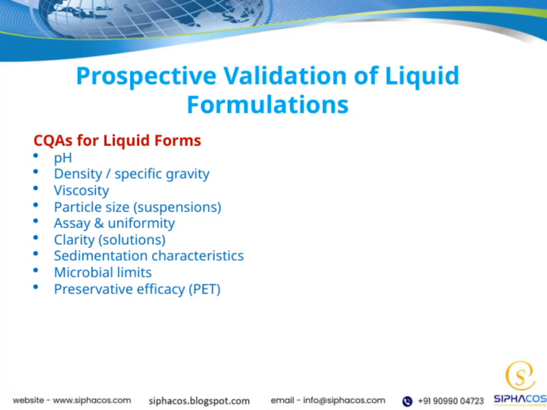Let's take a closer look at the critical quality attributes, or CQAs, for liquid forms. First, pH is crucial because it can affect the stability and solubility of the formulation, as well as its compatibility with the body. Next, density or specific gravity helps us understand the formulation's flow and mixing characteristics, which are essential for consistency. Viscosity is another key parameter. It influences how easily the liquid can be administered and how it behaves during storage. When dealing with suspensions, particle size becomes important because it impacts stability and uniformity. Smaller, well-dispersed particles help prevent sedimentation.